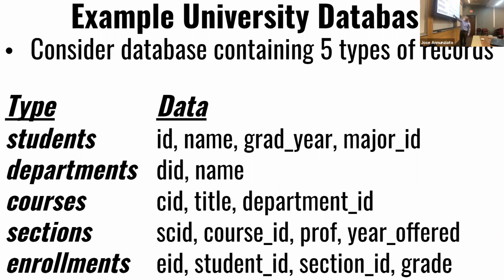Notice it has a foreign key. It's referencing the course. So one course can have multiple sections. Makes sense, right? So there is a one-to-many relationship. One course can have many sections, right?